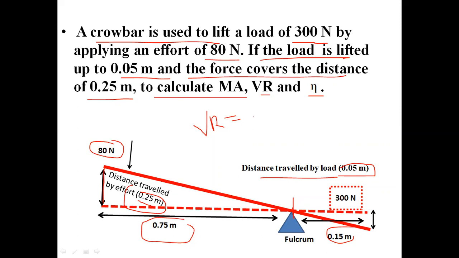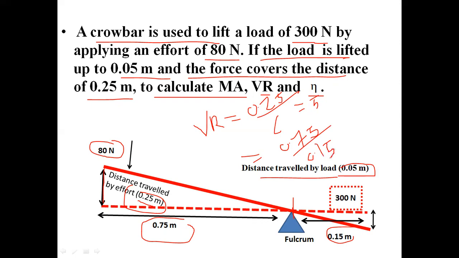For example, VR can be calculated like 0.25 divided by 0.05, it gives 5, VR 5. As well as when we put the other values, the distance between effort and fulcrum and load and fulcrum, like 0.5 and 0.1, it will also give 5.